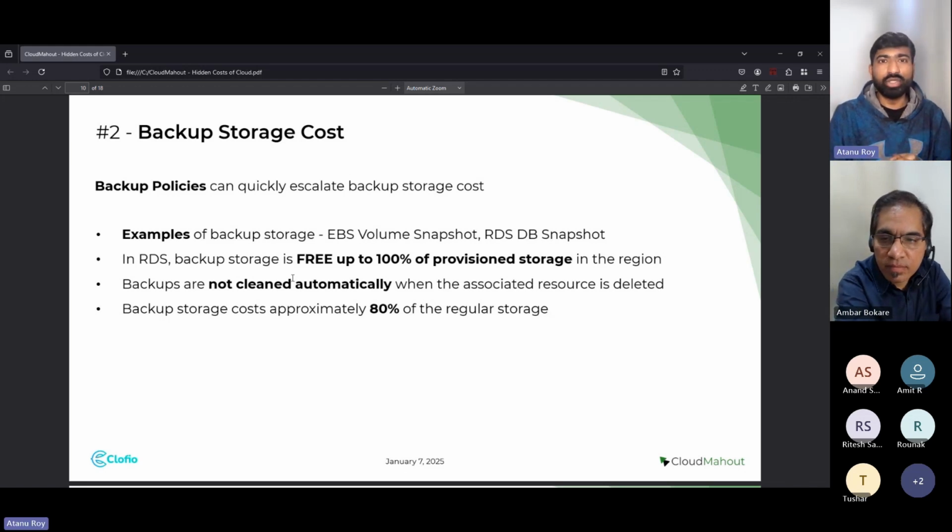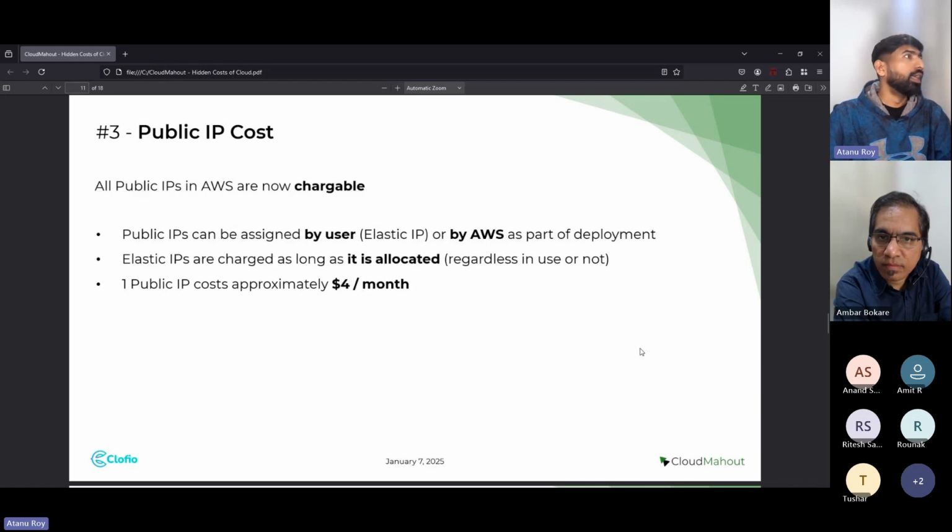Okay, great. So that was a nice question. So let's move to the next item. The next item is another interesting topic, and it is more interesting if you are using AWS: public IP cost, right?